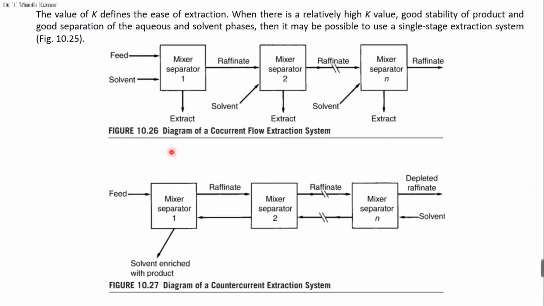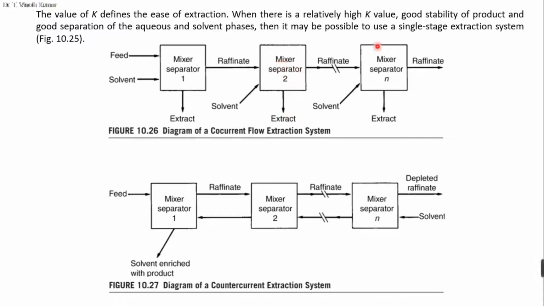You can see here the raffinate is going to be transferred from one mixer to another mixer and another mixer. There are three different mixers here, but not only three, this may be n numbers, based on the co-current flow extraction system. You feed the culture filtrate, add the solvent also, and remove the extract. The raffinate is subjected to a second mixer, separated by passing the solvent, and you get the extract.